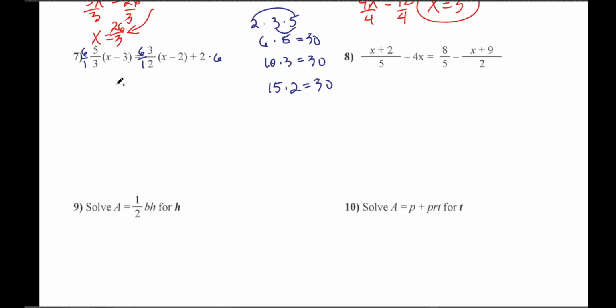All right, now let's actually do the problem. Multiply by 6, that 3 goes into 6 2 times. So I got the 2 times the 5. 2 times 5 is 10. And that's being multiplied by this x minus 3. All right, so that's what we have right there.